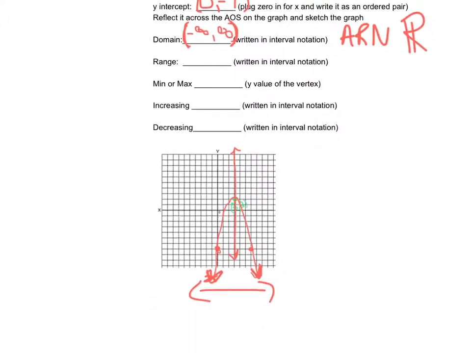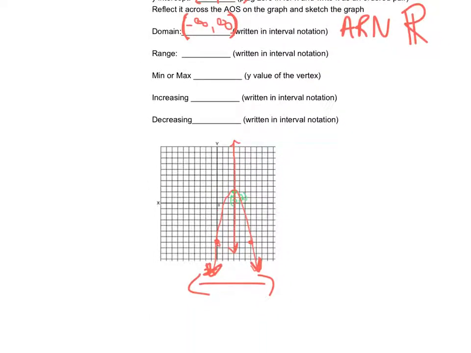Okay, so let's look at our range. Our range is with our y values, and as I'm looking, I notice that my entire graph is below 2. My vertex was at (3, 2). I'll put that up here again so you can see that my vertex was at (3, 2). My entire graph is below, or less than, 2.